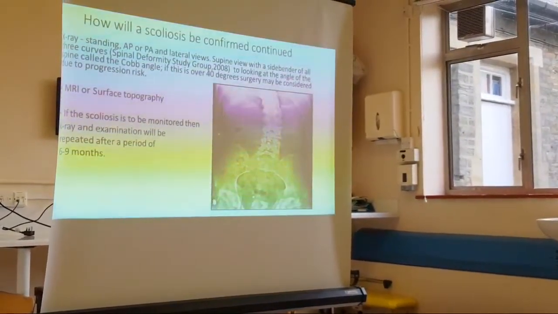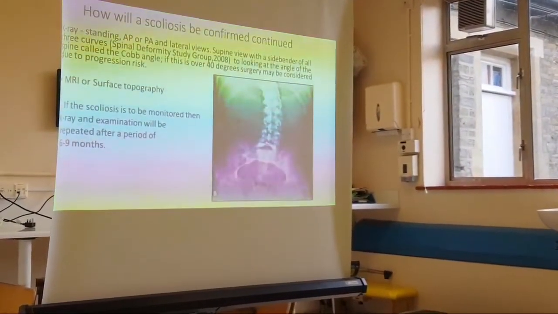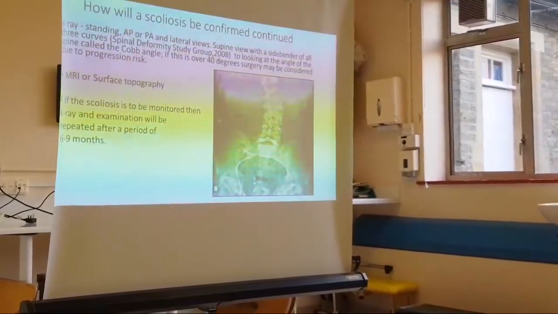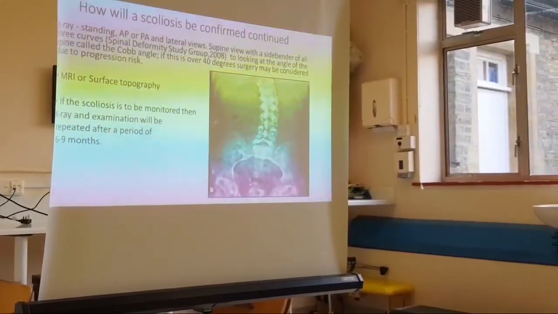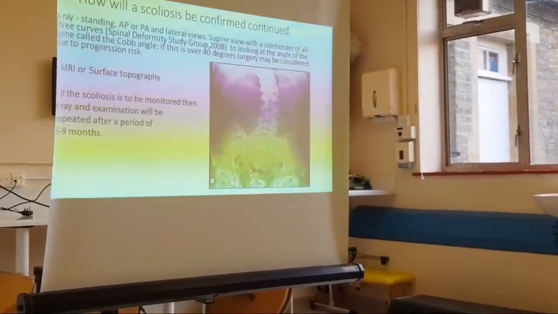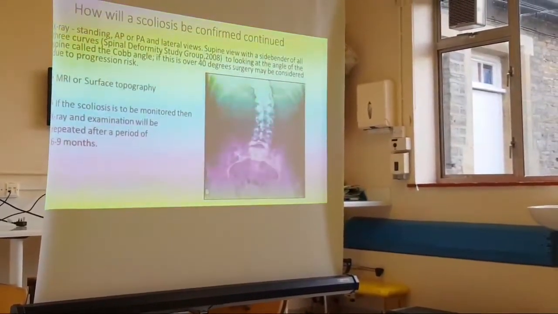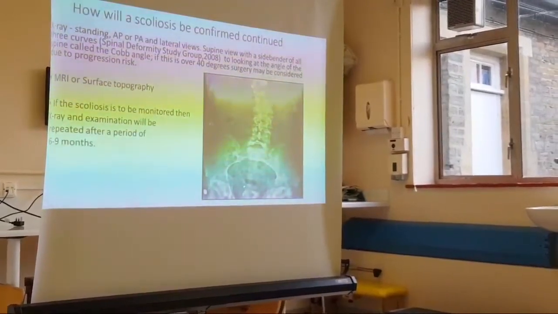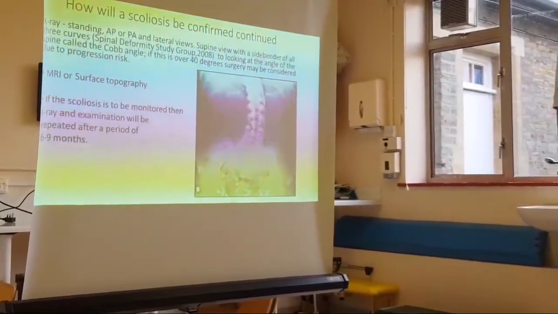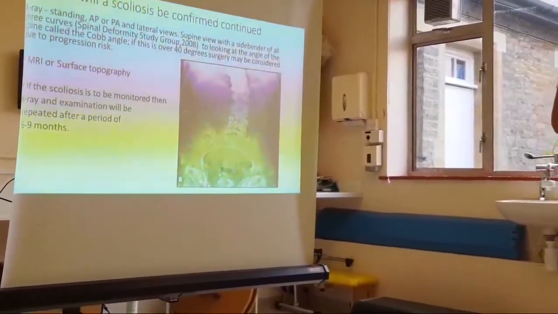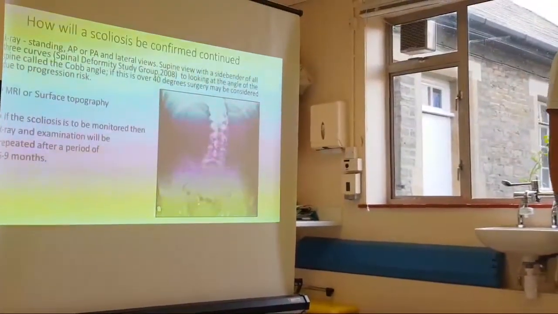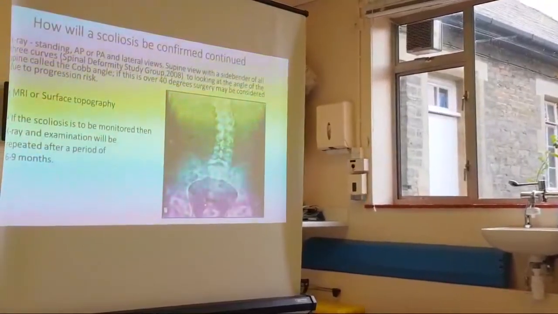You can use MRI or surface topography. Surface topography gives you a graph of where the curves are. With the MRI, and the surface topography in some cases, you've got them lying down, so you haven't got the benefit of the weight-bearing element, which may reveal something you wouldn't see lying down.